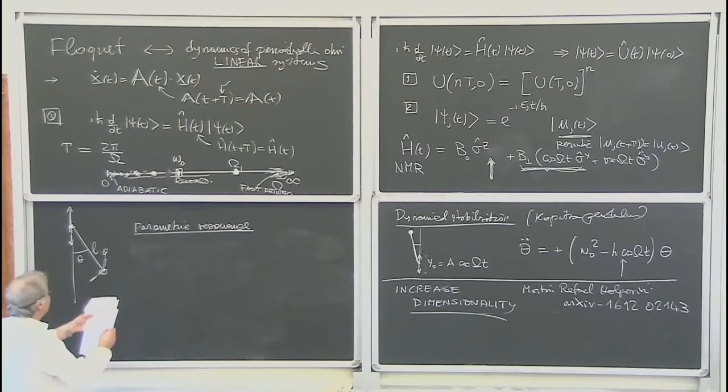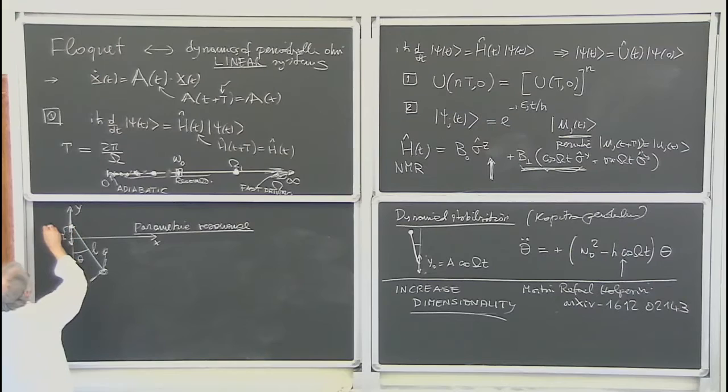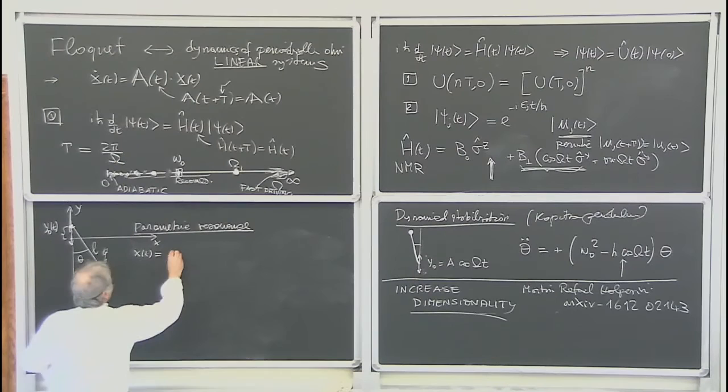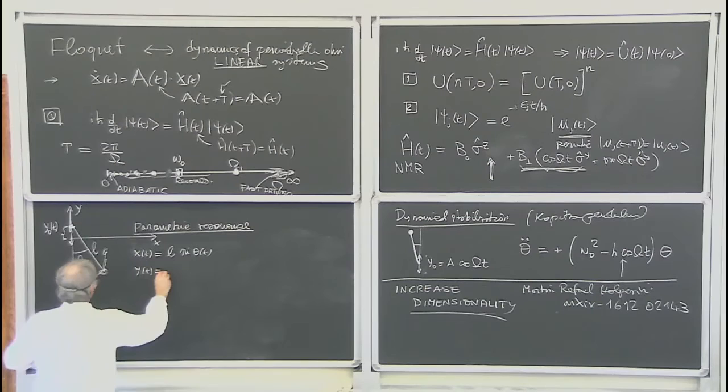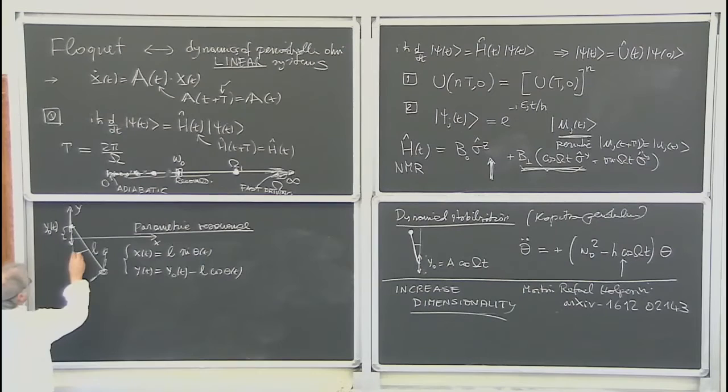It's quite simple. For instance, you can write your Lagrangian, okay, this is the x-axis, this is the y. I will call this y0 of t, okay? So this goes up and down, and obviously the x of t is equal to L sine of theta of t, and the y of t is equal to y0 of t, the suspension point, minus L cosine of theta of t, okay? Theta is measured from the vertical, and it's positive like this and negative like that, okay?